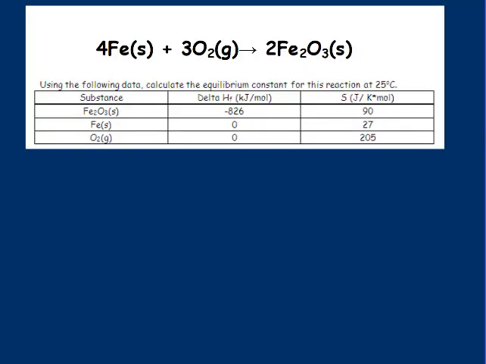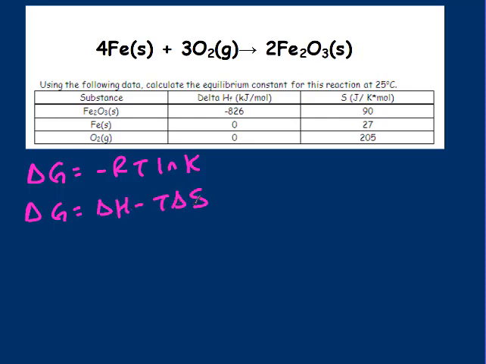On this problem, we're just trying to calculate our equilibrium constant. So we're going to be using delta G equals negative RT ln K. But they didn't give you the delta G. They gave you delta H of formation and delta S of formation. So we need to use this equation to solve for our delta G.